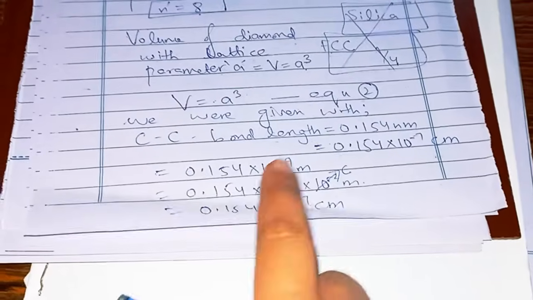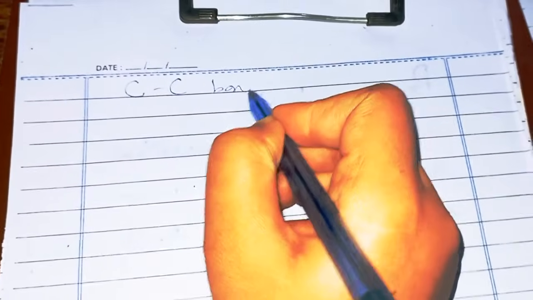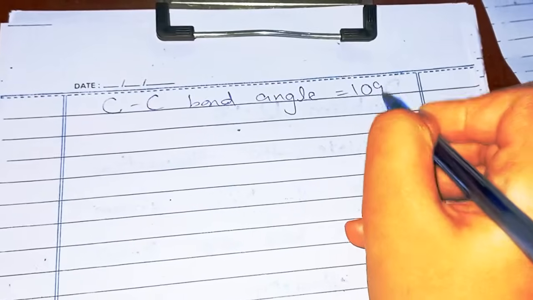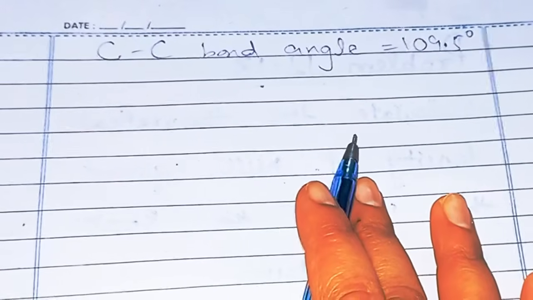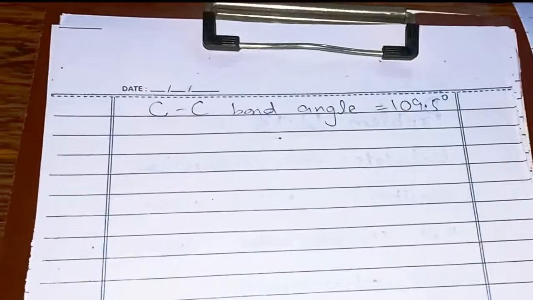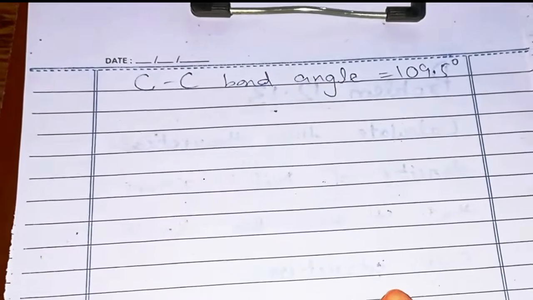This is the carbon-carbon bond length, and it's not equal to a, okay, it's different. Then we have the carbon-carbon bond angle, the angle between the two bonds, that is 109.5 degrees. Let's see how we can utilize this information and calculate the lattice parameter from the figure, because you have to see the figure in order to understand it. Let me take you to the figure.